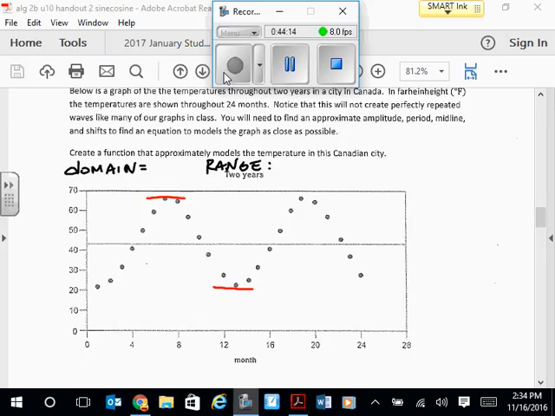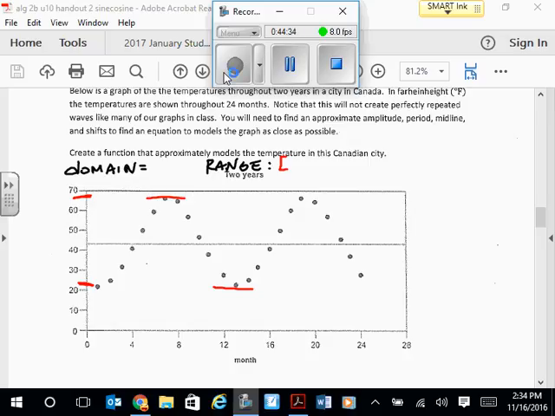So how about the highest? And again, I recognize this, it's hard to see. 67. Oh, right, we did that before when we were trying to find the amplitude. So that's actually a good thing. The amplitude can tell us what the highest number is. So there's the range.